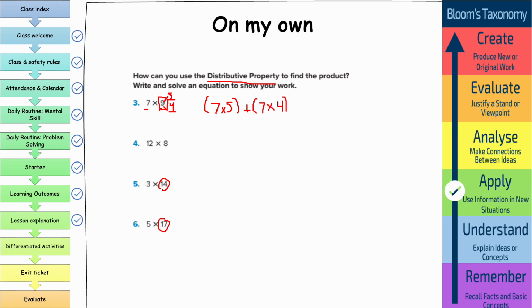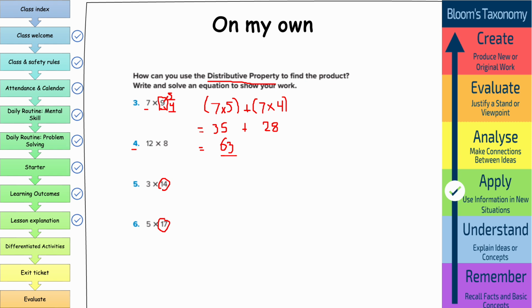Now let's find the answers. Now 7 times 5 is 35 plus 7 times 4. What is 7 times 4? If you don't know the answer, you can use a bar diagram. So 7 times 4 is 28. Now what is the total of 7 times 5 plus 7 times 4, which is 35 plus 28? The answer will be 63. So by the end, 7 times 9 is 63.